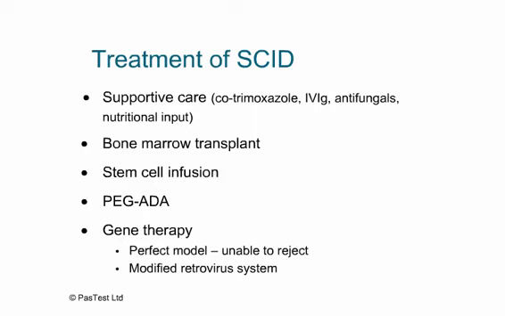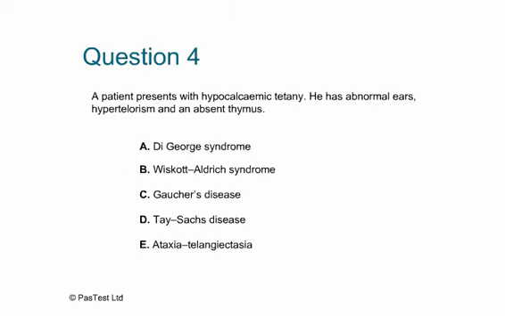So we'll move on to a new question. A patient presents with hypocalcemic tetany. He has abnormal ears, hypertelorism, and an absent thymus. What is the most likely diagnosis? A. DiGeorge syndrome. B. Wiskott-Aldrich syndrome. C. Gaucher's disease. D. Tay-Sachs disease. E. Ataxia-telangiectasia.